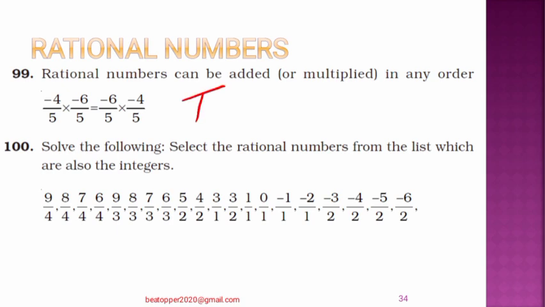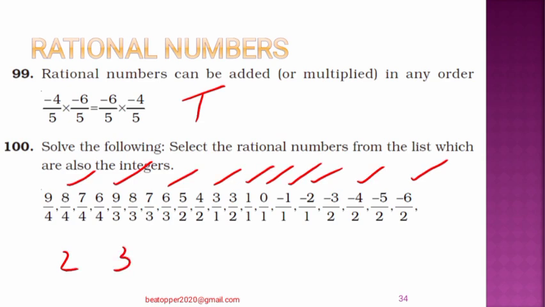Solve the following. Select the rational numbers from the list which are also integers. 4 by 2, minus 6 by 2. All these are integers also. Okay, 8 by 4 is nothing but 2. 9 by 3 is 3. 6 by 3 is again 2. Then 4 by 2 is 2. 3 by 1.